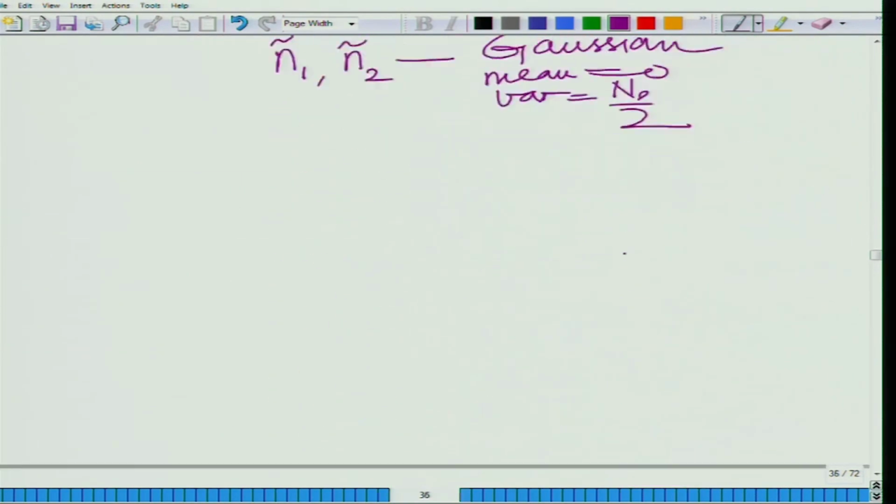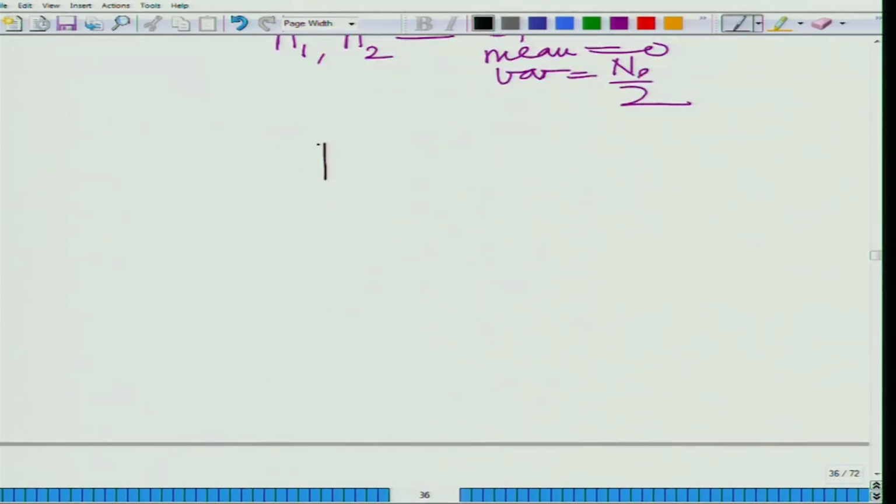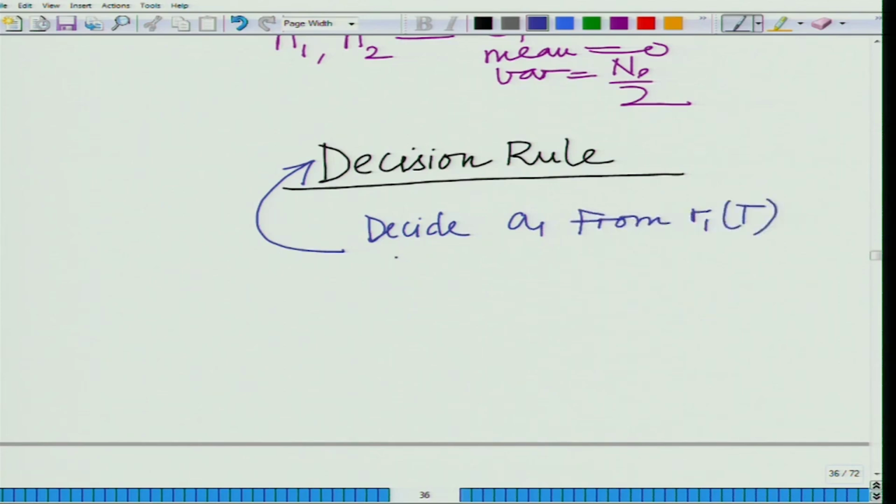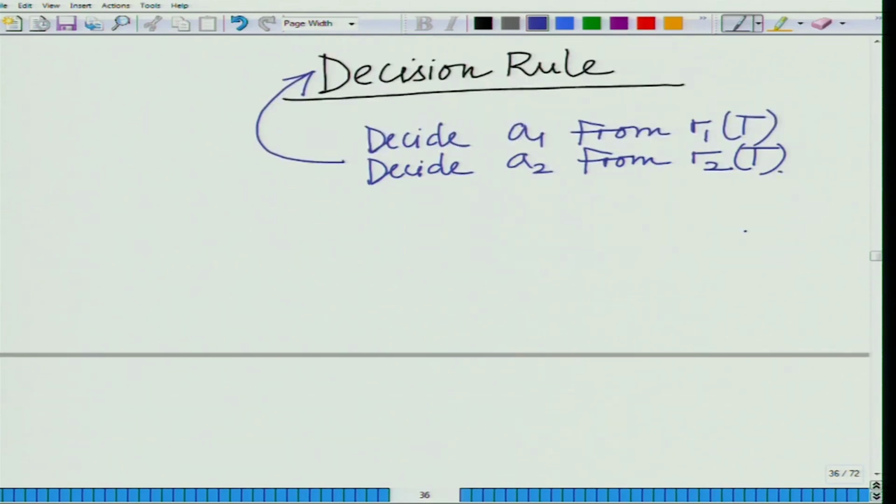Now, what is the decision rule? Decision rule, that is, decide A1 from R1 and decide A2 from R2, and remember these are PAM symbols. So, the decision rule is similar to PAM, these are independent PAM symbols.